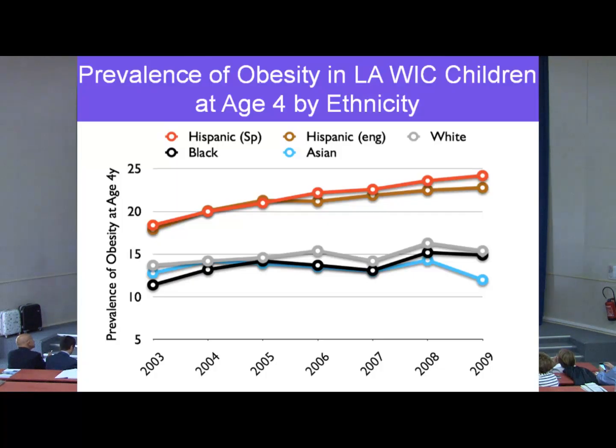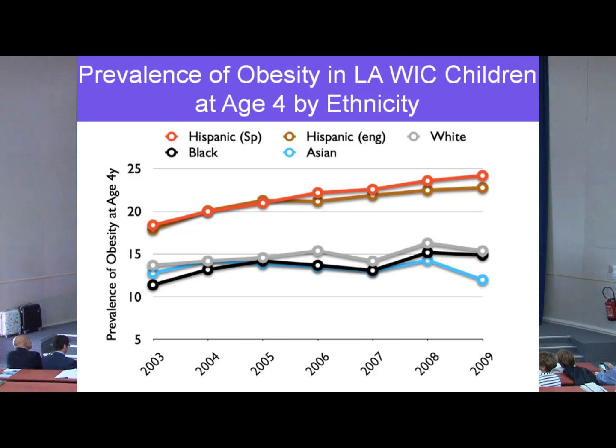So this is very relevant to our work for reasons I'll explain in the following slides. So our work is in children in Los Angeles, a very high Hispanic population. This shows the prevalence of obesity at age 3 to 4 years in children in Los Angeles, going back to 2003 in various ethnic groups.